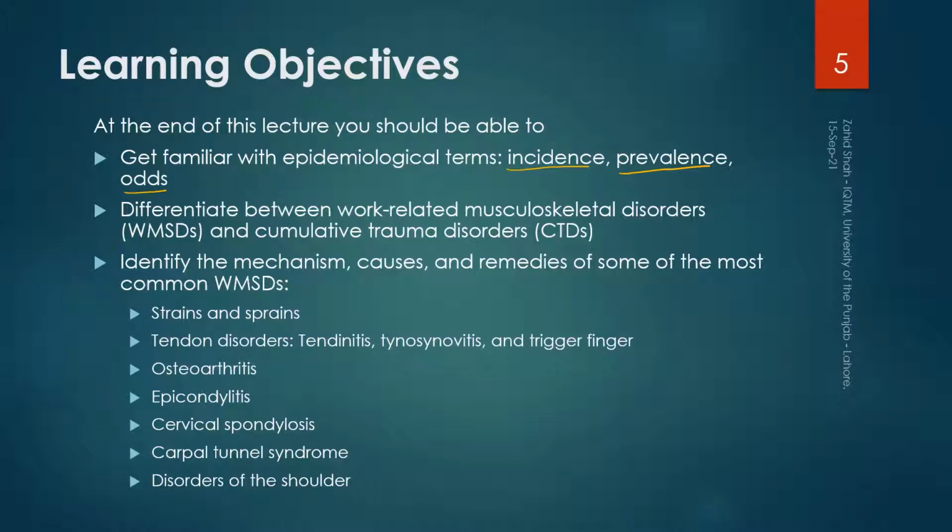Identify the mechanism, causes, and remedies of some of the most common work-related musculoskeletal disorders. For example, strains and sprains, some tendon disorders like tendinitis, tennis elbow, and trigger finger, osteoarthritis, epicondylitis, cervical spondylosis, carpal tunnel syndrome, and some disorders of the shoulder.